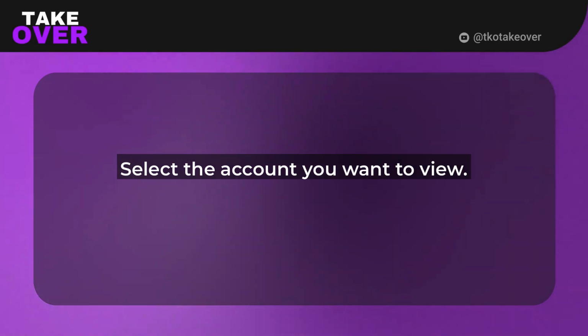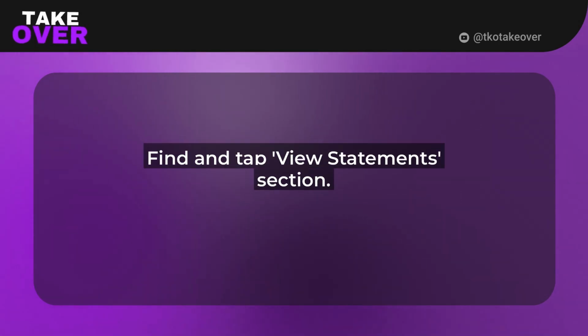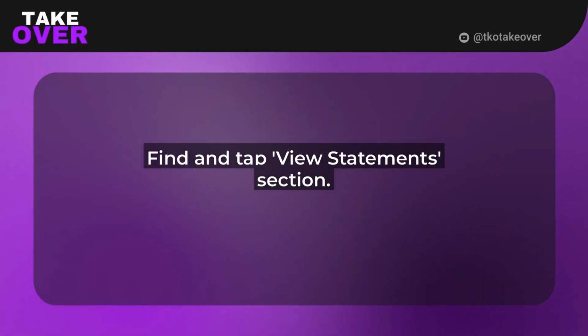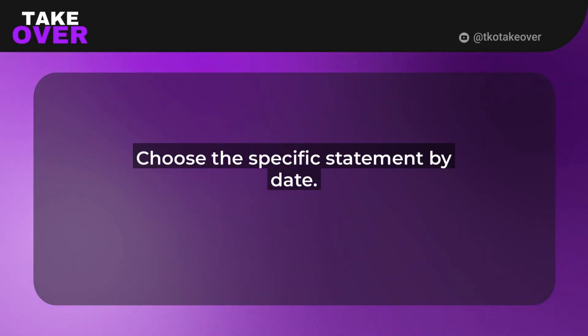Next, scroll down on the account page until you find the Statements section. In the 2025 update, Nationwide has made this super intuitive with a prominent button labeled View Statements. Go ahead and tap that. You'll then see a list of available statements, organized by month or year. Choose the statement you're interested in. It might be the most recent one or an older one.